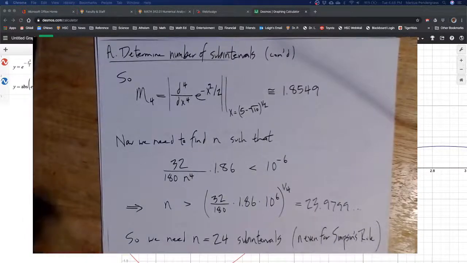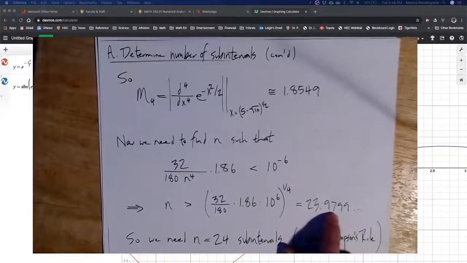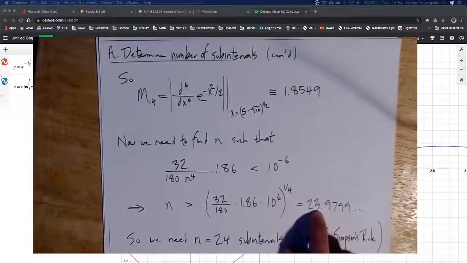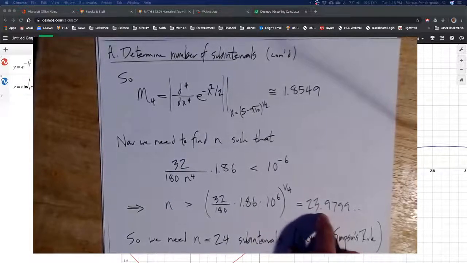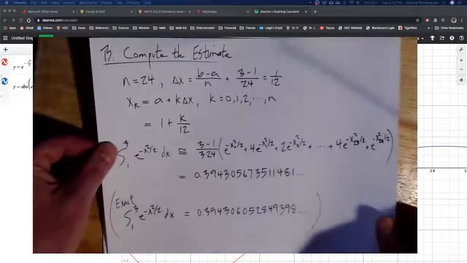Now, we remember for Simpson's rule, you need n to be both an integer and even. So in this case, we'll need n to be 24. The other two rules don't require n to be even, but Simpson's rule does. In other words, if this had been 24.97, we would have had to round up to 25, and then we would have had to go on up to 26, because for Simpson's rule, n needs to be even. But in the situation at hand, n equal to 24 will suffice.